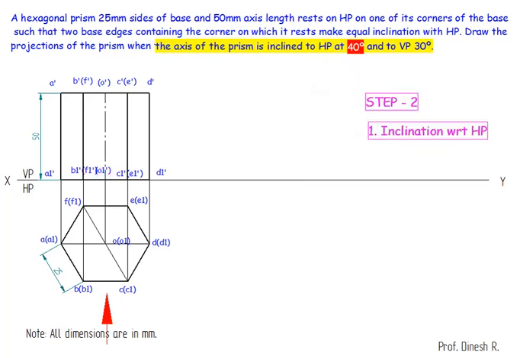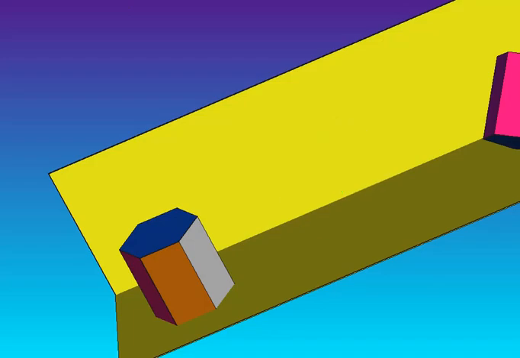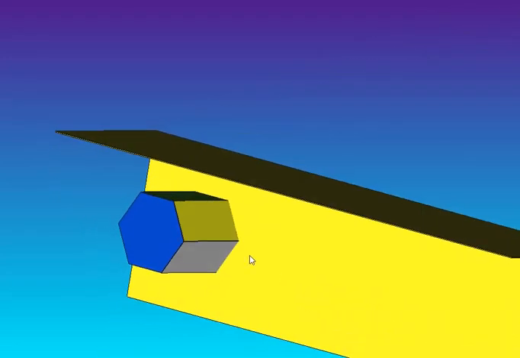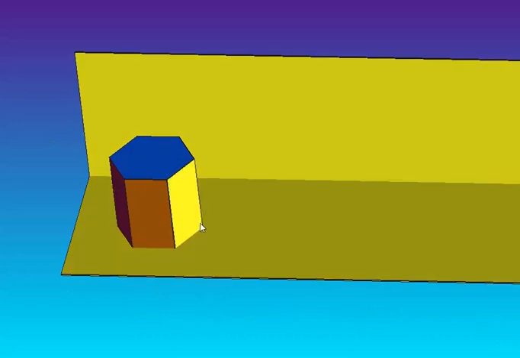The next step is we need to tilt it. We are going to tilt it with inclination with respect to HP. Here in this case the axis of the prism is inclined to HP at 40 degrees. Before that, it says that one of the corners of the base, such that the two base edges containing the corner on which it rests make equal inclinations with HP. So it is resting on a corner, and we are going to tilt it towards the right side.